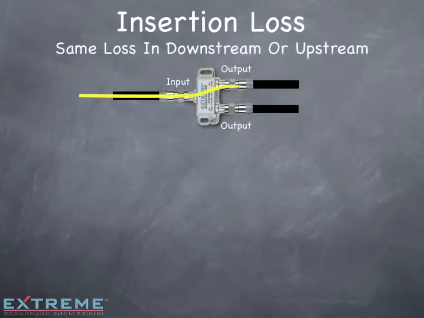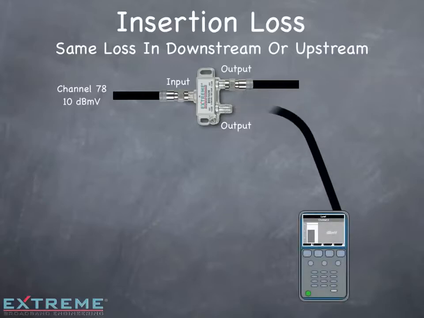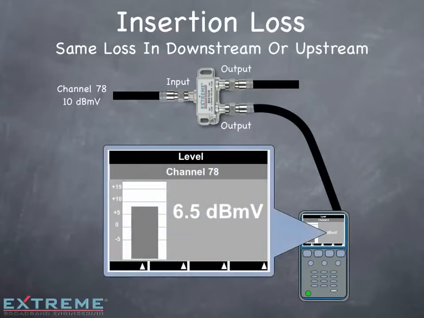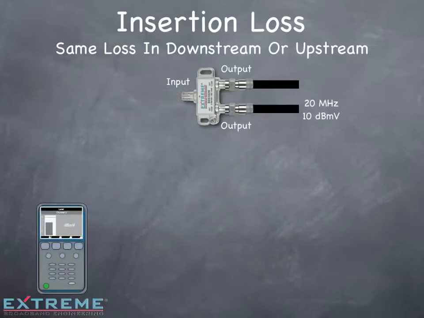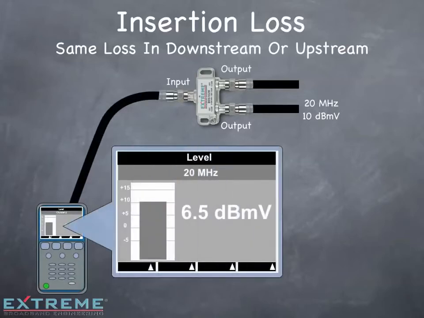With insertion loss, the loss is the same if it's going from the input to the output ports or from the output ports to the input. Here we're injecting 10 dBmV into the input at channel 78. On the output, we measure 6.5 dBmV for a loss of 3.5 dB. Now at 20 MHz, we're injecting 10 dBmV into one of the output ports. On the input, we measure 6.5 dBmV for a loss of 3.5 dB. So with passive devices, expect the same amount of loss in the downstream or the upstream.